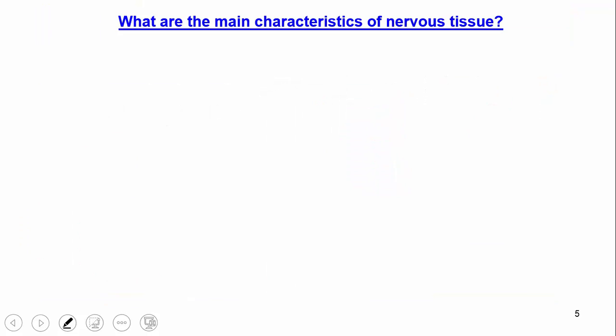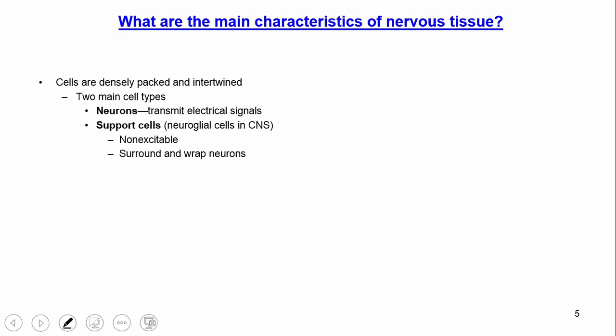Okay, so what are the main characteristics of the nervous system, of nervous tissue? There's a few things we want to note here. The cells are very densely packed together and intertwined, right? And there's two main types of cells. So there's neurons. These are the cells that actually do the transport of electrical signal, right? So those are the main players.